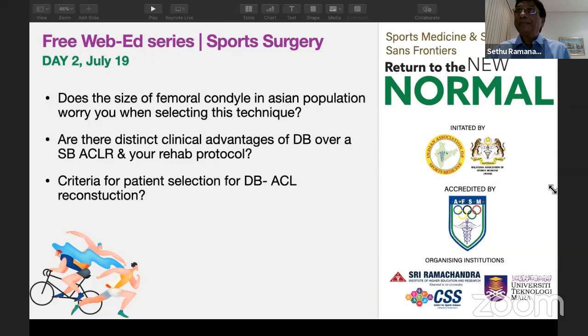Finally, a comment from Dr. Willem, the president of ISAKOS. Yeah, thank you. I'm a big fan of double bundle. I did a lot of them. I worked with Dr. Fu. We have really looked at it. I think the model mimics the normal ACL differently, better.